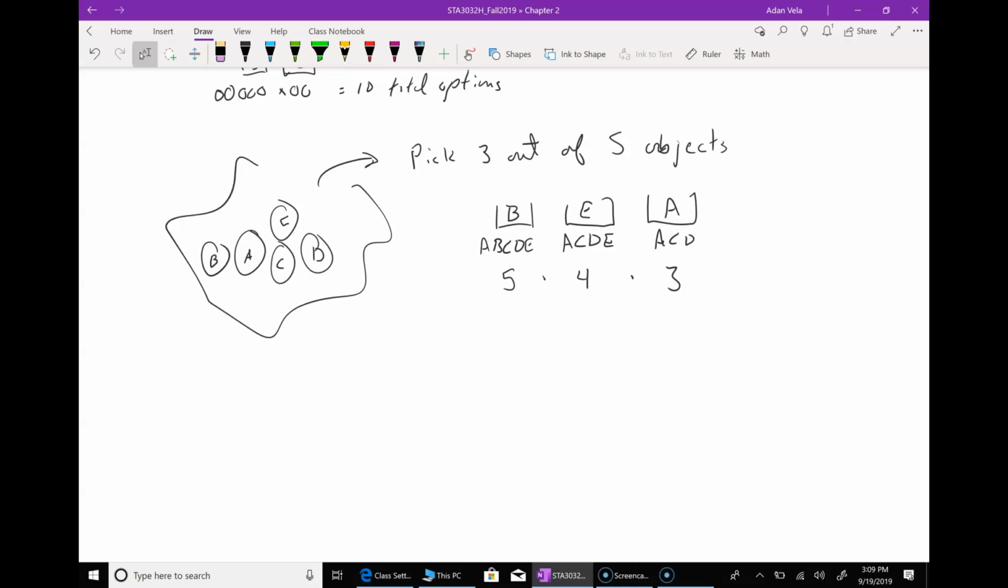There's a generalization to this equation, right? Which is we normally define our problems by two parameters, n and k.